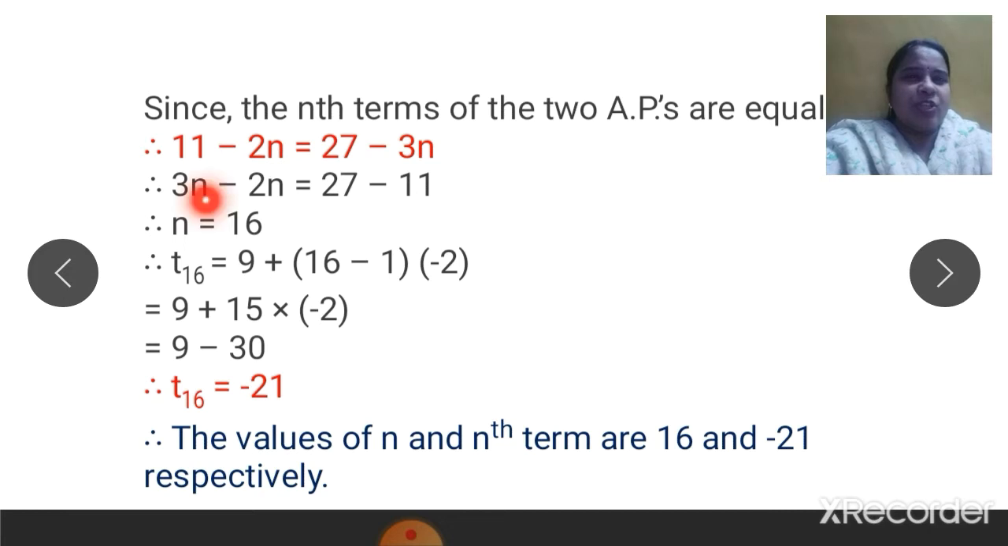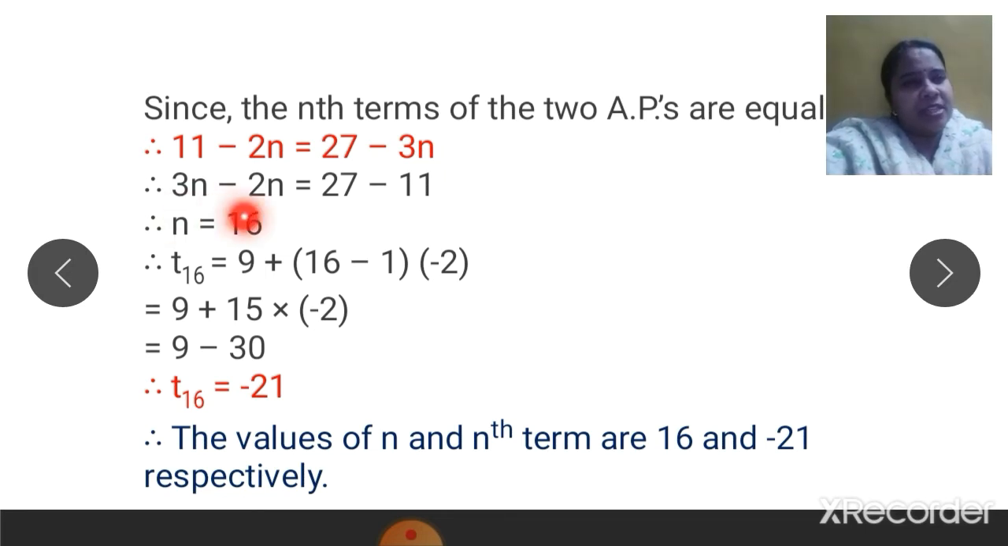Okay. So 3n minus 2n is how much? n. And 27 minus 11 is nothing but 16. So first part of the question is over. What have they asked? Find the value of n. n is how much? 16. Correct? Then they have attached a question to this. Hence find the nth term.